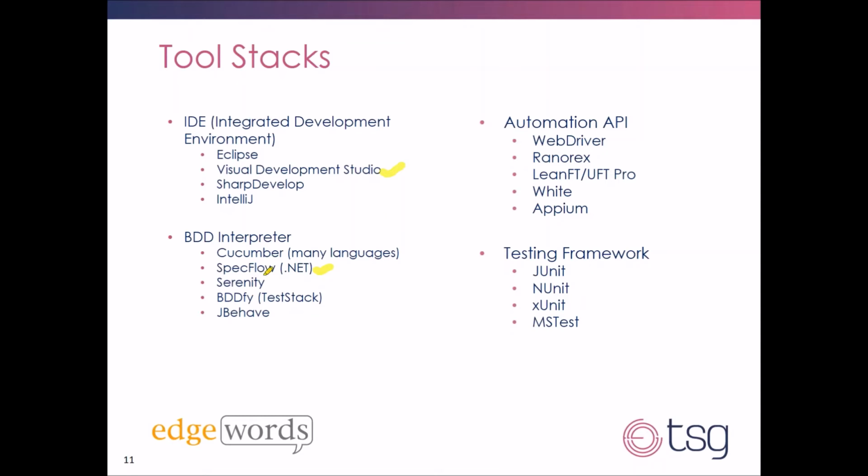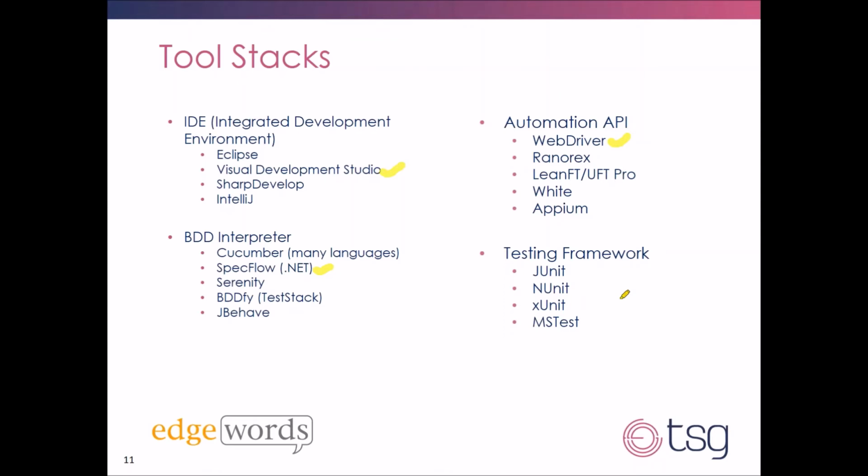And we'll see how this works on the next slide, but our interpreter is there to interpret our feature files and then call the associated test automation. So we need an automation tool. It's all around test automation, and that could be anything we wanted. It could be Selenium, it could be Ranorex, could be LeanFT, could be White from TestStack, could be Appium. So in this example, I'm going to be using Selenium WebDriver.